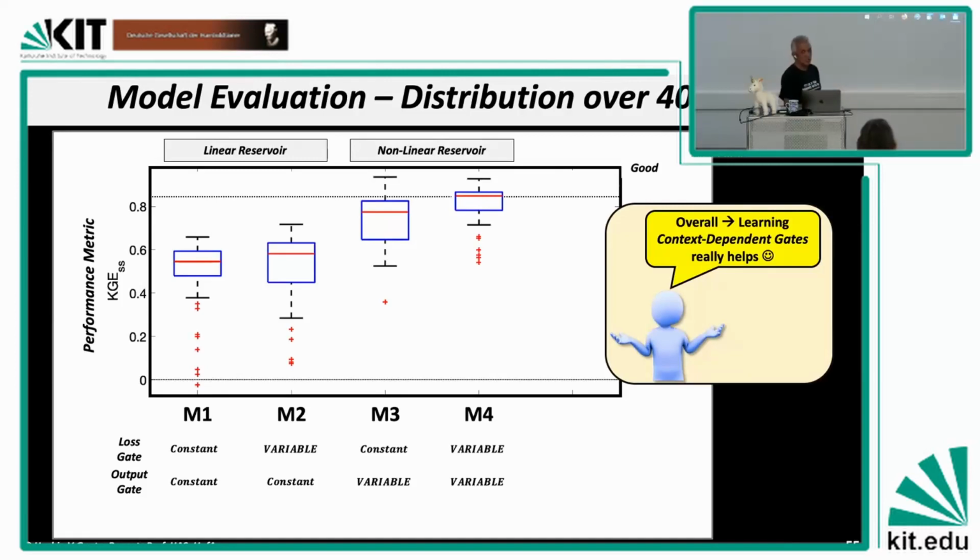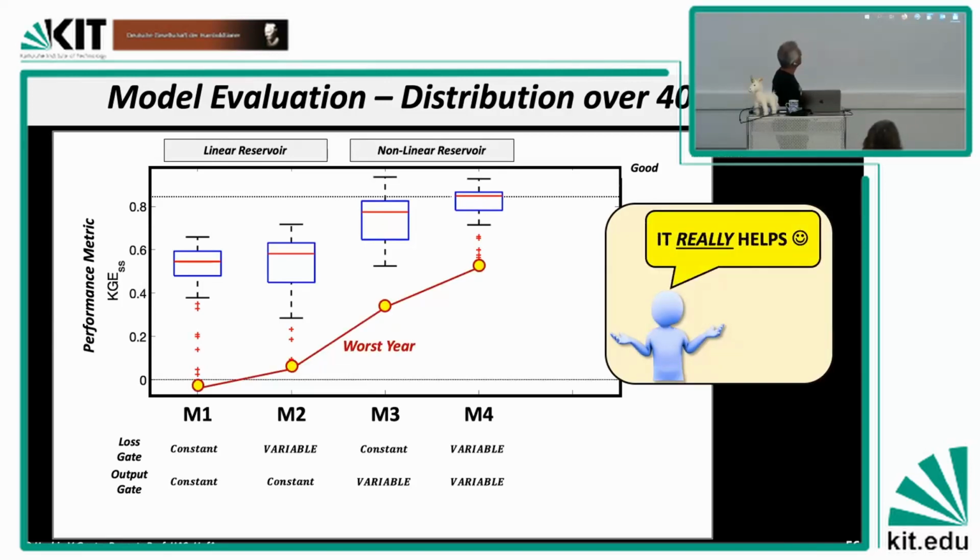And you can see performance is going up. The distribution is narrowing down. This is what you would like. So learning context-dependent gates really helps. But what's even more fascinating to me is look at what happens to the worst year, right? We always tend to focus on the best year. We tend to focus on the median year. What I really want is my worst year to get better. Otherwise, I don't know if I'm really learning. And you can see that the worst year goes from really bad, below 0% efficiency, all the way up to about 50% efficiency. So gating really, really helps, okay?